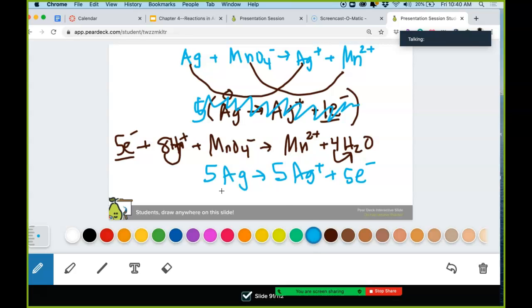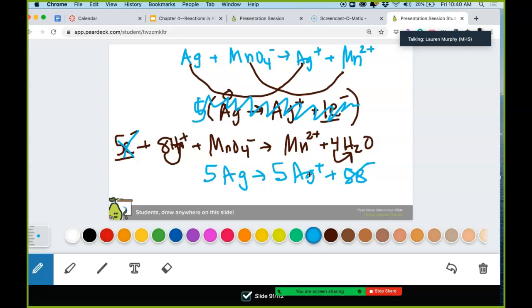All right, now that my electrons match, here is the process. Anything on the opposite sides of the reaction arrow are subtractive. They cancel each other out. Anything on the same side of the reaction arrow gets added together. So 5 electrons on the left and 5 electrons on the right totally cancel out. That's it. Nothing else is the same.